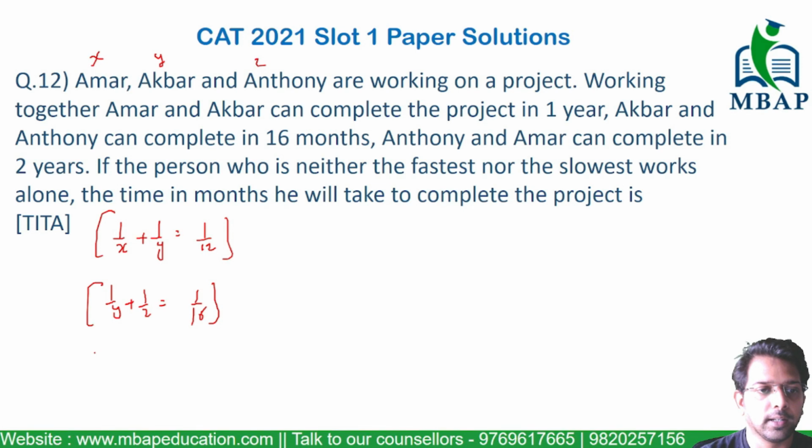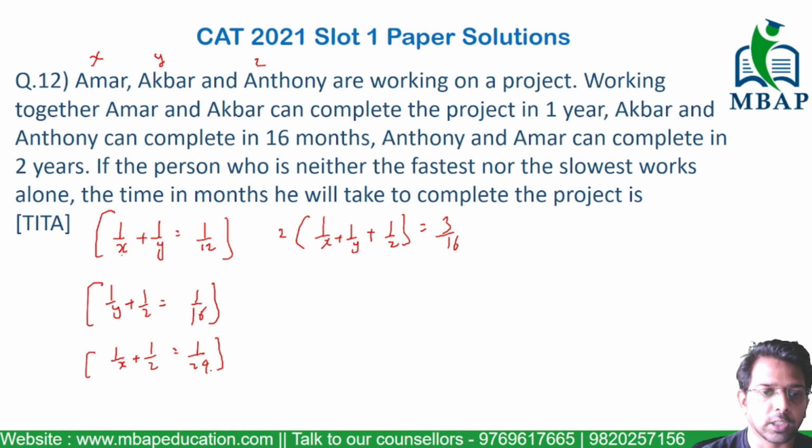And then towards the end, I've got 1 upon X plus 1 upon Z, which is Anthony and Ammar should be able to do work in 1 upon 24, in each month rather. Clear? So 1 by X is coming twice, 1 by Y is coming twice, 1 upon Z is coming twice. So certainly it is 2 times (1 upon X plus 1 upon Y plus 1 upon Z) is 3 upon 16. Why 3 upon 16? Which is the sum of 1 upon 12 plus 1 upon 16 plus 1 upon 24.